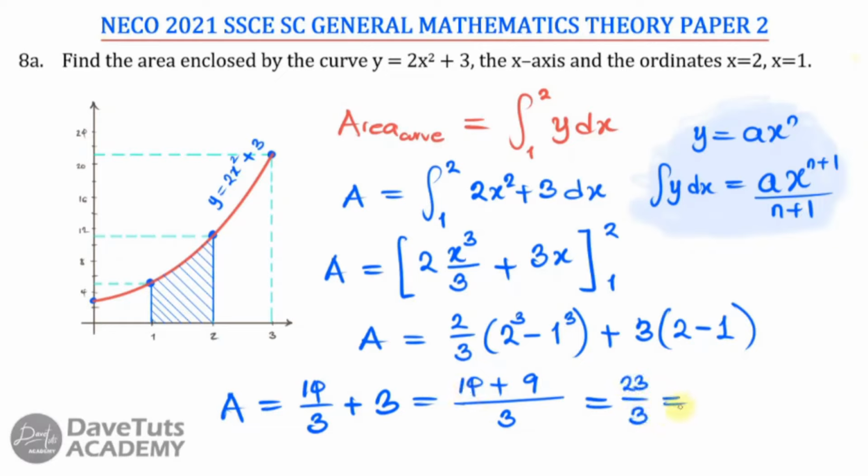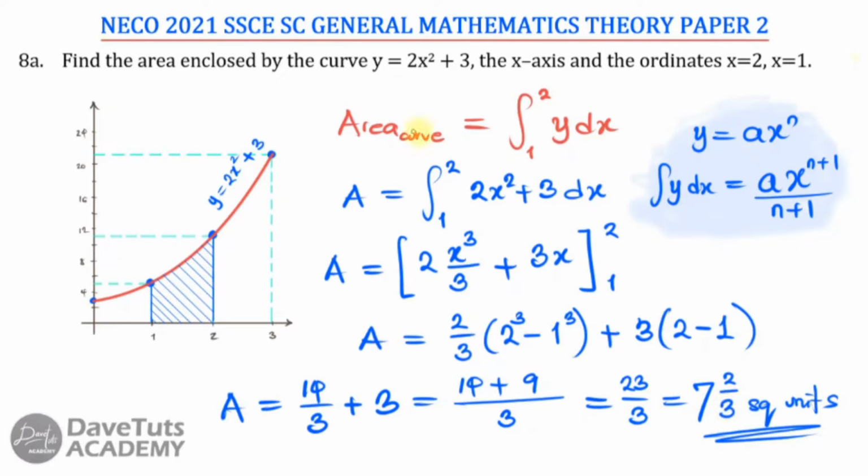And we can just find the whole number. 3 in 23, that is 7. Okay, 3 times 7 is 21. So remaining 2. So we have this as 7 and 2 over 3 square units. And you can see that this is quite close to the value we got the other time, looking at the trapezium, that the area under the graph is 8 square units. But because that is approximated, and we are having that this is 7 whole number 2 over 3, which is still approximately 8 square units.